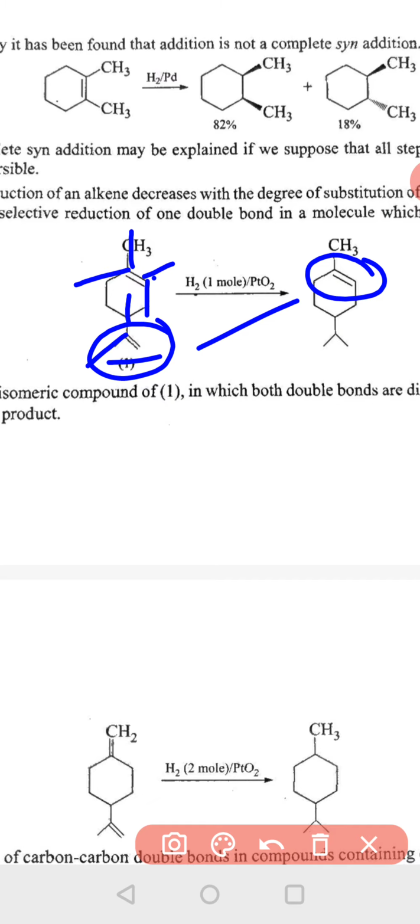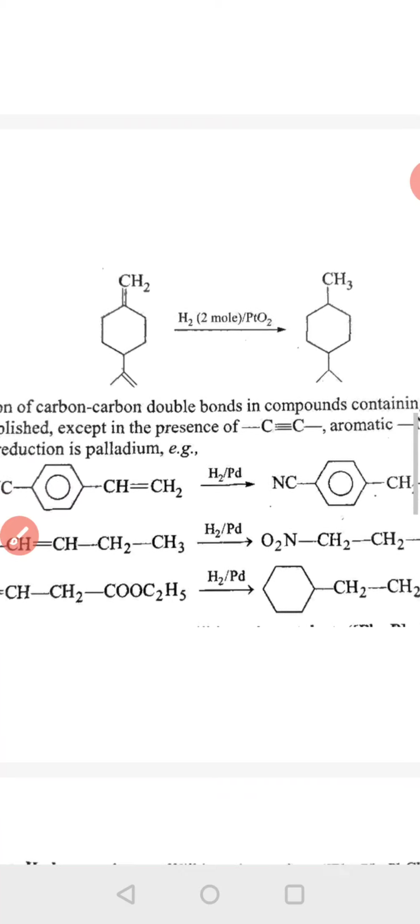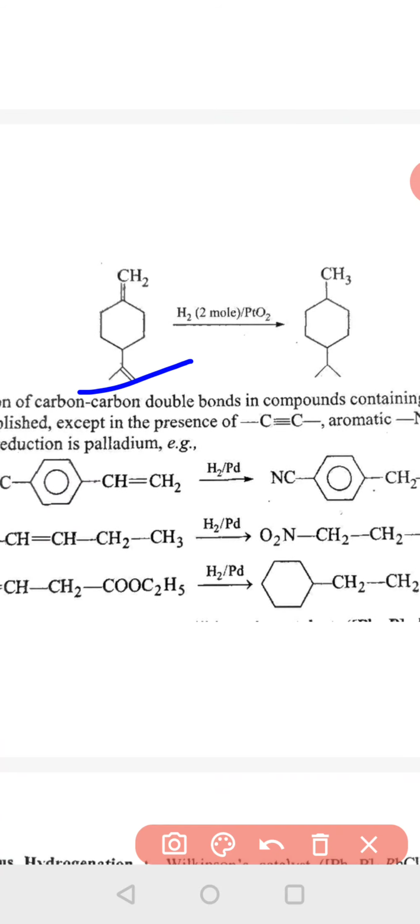In contrast, the isomeric compound of 1. See, if this is the substrate, in this substrate both the double bonds have the same degree of substitution. This double bond has 2 substituents and this double bond also has 2 substituents. So this molecule gets reduced completely and we get this product where both the double bonds are completely reduced.